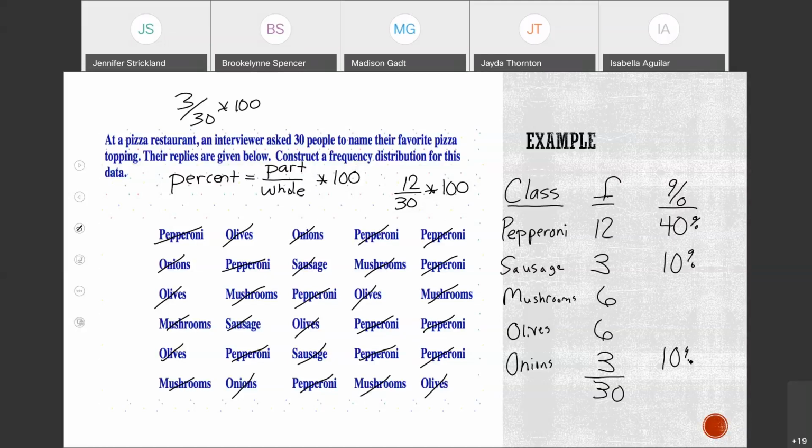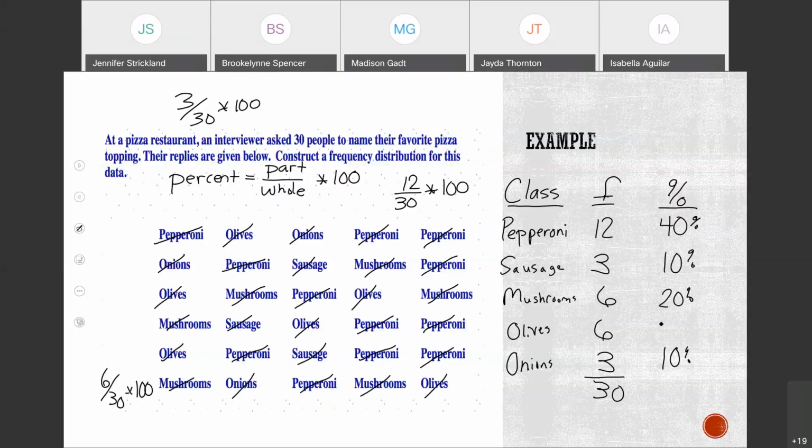Okay, and then I also have the same number for onions, so I'm going to go ahead and put that in there. Okay, and then what about mushrooms? What does that calculation look like? I'm going to type in my calculator 6 over 30 times 100. That's going to give me 20%.